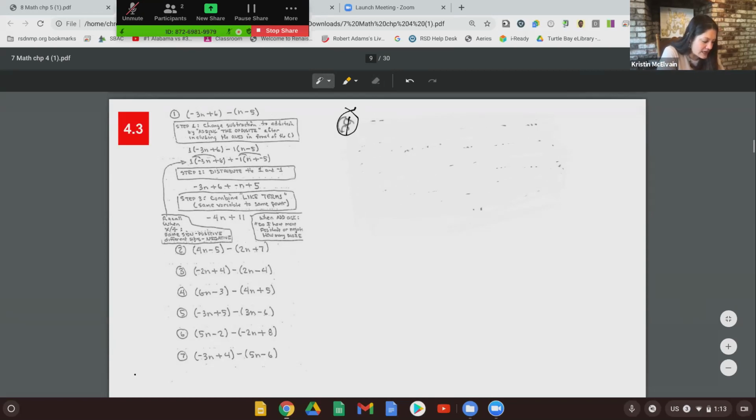Okay, number 1 has -3n plus 6 minus n minus 5. Okay, so to distribute and get those parentheses out of there. And the reason we're doing that is so then we can combine like terms.